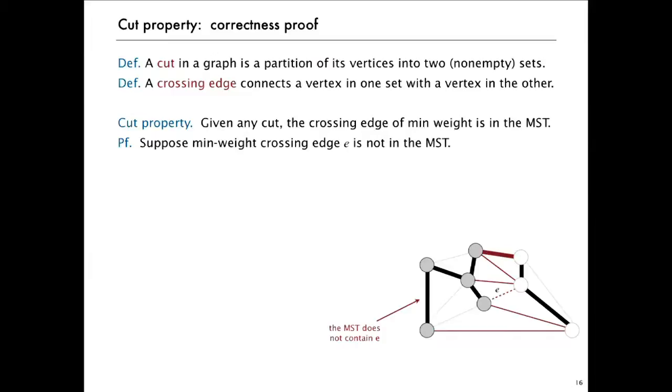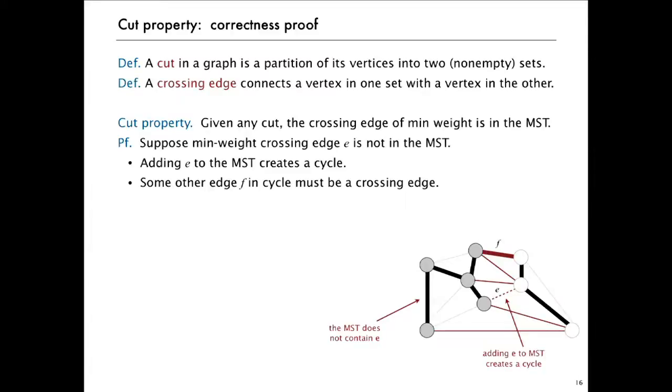Let's suppose the contrary, that we have a minimum weight crossing edge that's not in the MST. So in this case, that edge E is not in the MST. It means that one of the other crossing edges has to be in the MST, otherwise the MST wouldn't be connected. Then if you add E to the MST, you get a cycle, and some other edge in that cycle has to be a crossing edge. That's the way to think about it.